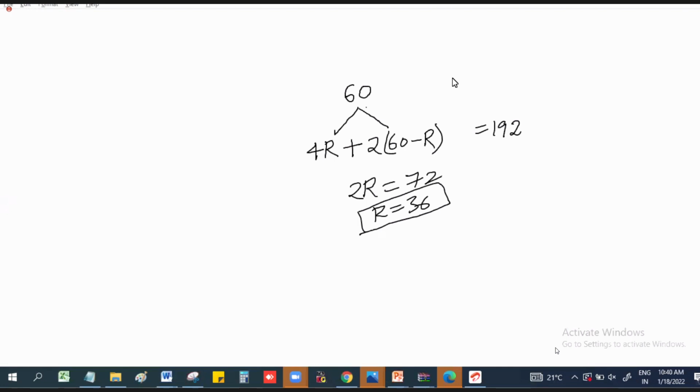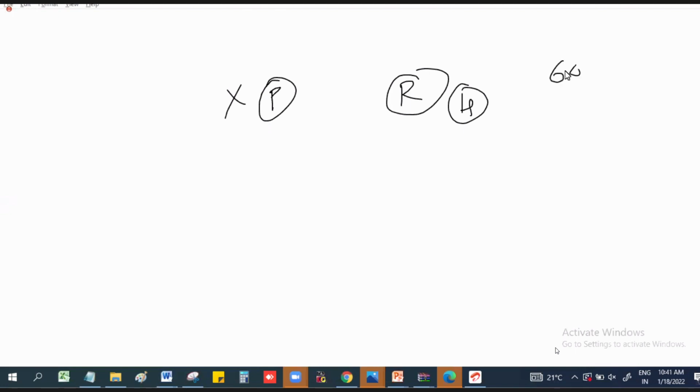Can we do this question without using pen and paper? By assuming something, we can. How? Let's see. Please assume there is no peacock. Everything is rabbit. Guys, how many legs does a rabbit have? To make you understand, I'm writing here, otherwise no need to write. A rabbit has 4. Correct? Total how many things were there? 60.